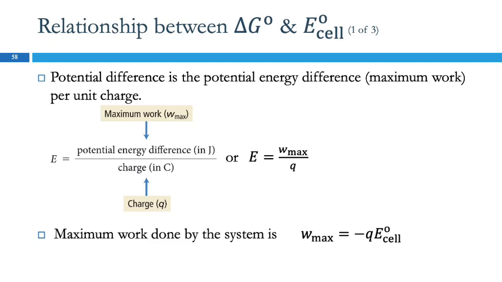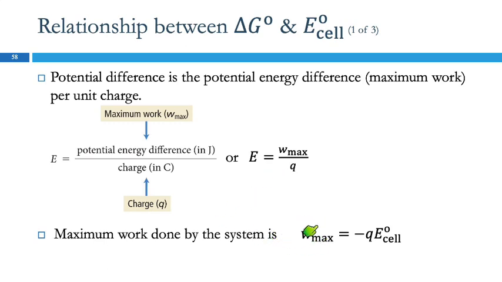So potential difference, which is E, is the potential energy difference per unit charge. That's the maximum work that a reaction can do. So here we have the potential energy difference in joules divided by the charge in coulombs. This is the work that can be done, and this is the charge, Q. So E equals maximum work divided by Q.